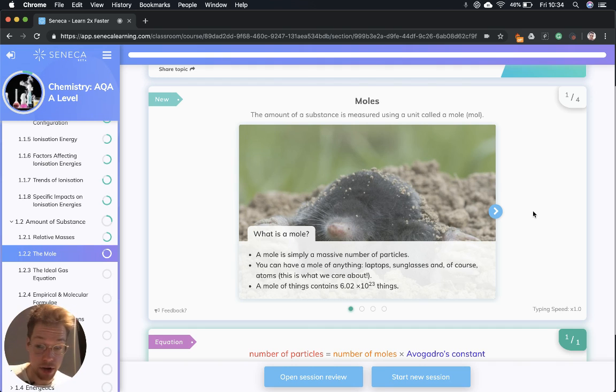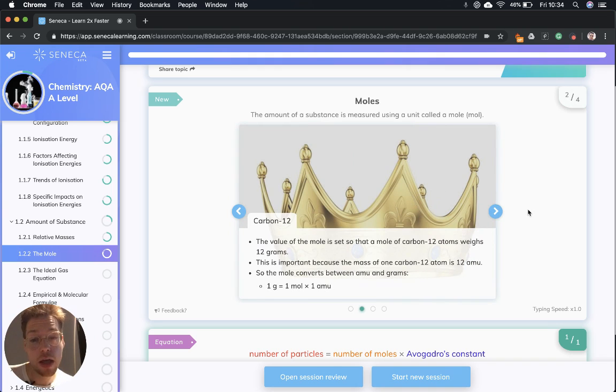And that's what we care about. A mole of things contains 6.02 times 10 to the 23 things. The value of the mole is set so that a mole of carbon-12 atoms weighs 12 grams. This is important because the mass of one carbon-12 atom is 12 AMU. So the mole converts between AMU and grams. So 1 gram equals 1 mole times 1 AMU.